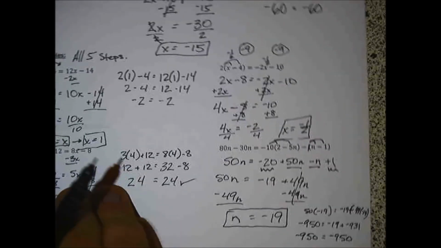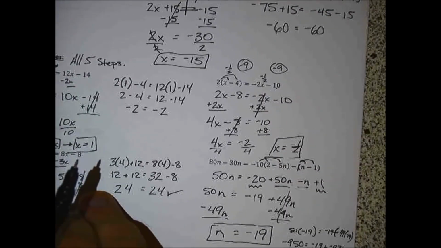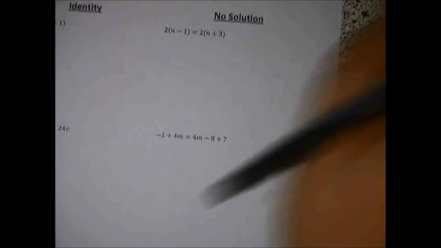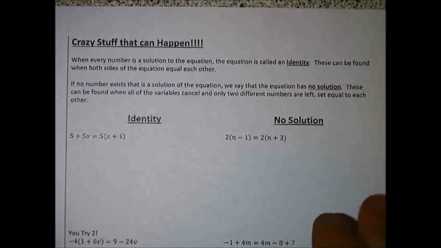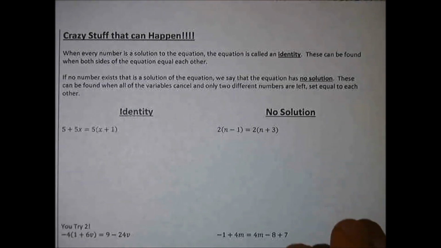All right, go ahead and turn the page, and we'll see what's coming up next. Okay, this is the cool thing here. Crazy stuff can happen. All right, as always with life, crazy stuff can happen. So when we start off here, it kind of has a little definition here. It says when every number is a solution to the equation is called an identity.